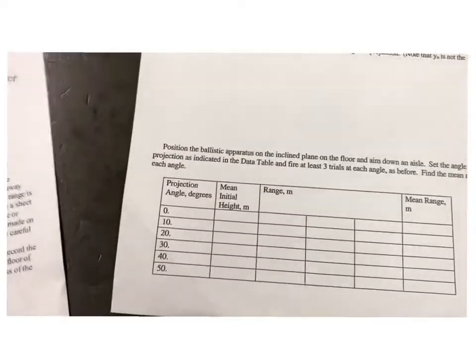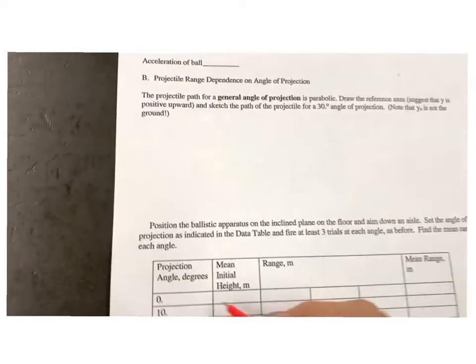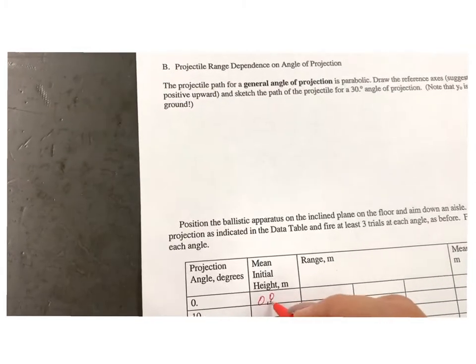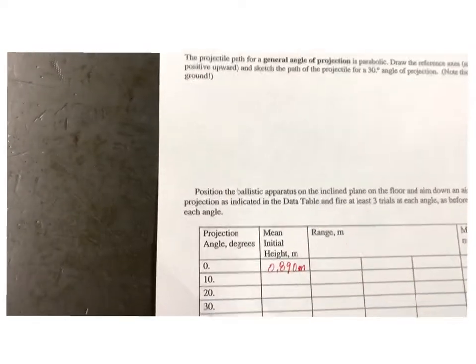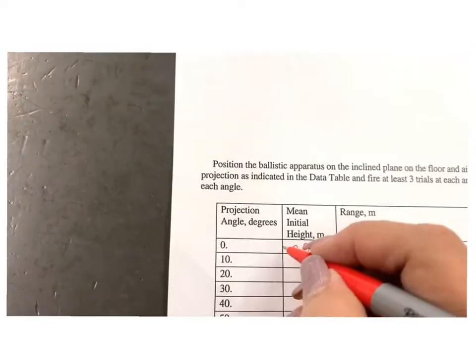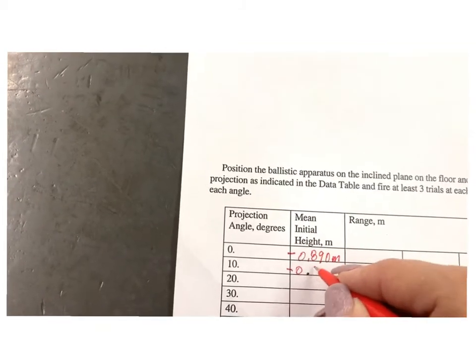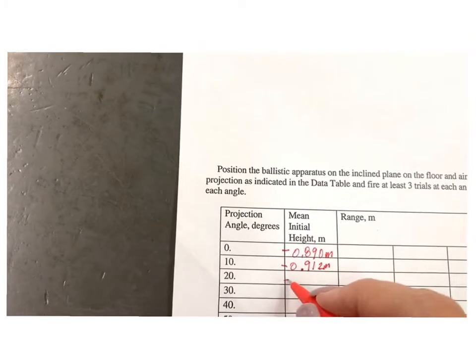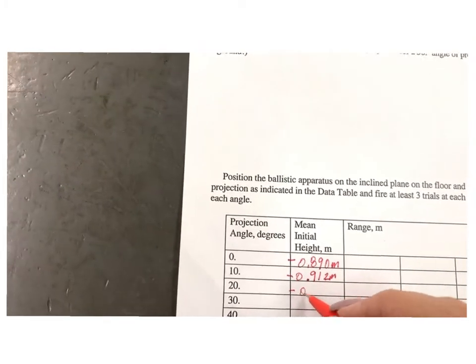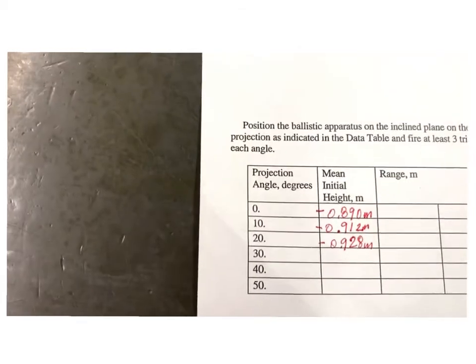The data that we captured for the first one was negative 0.89 meters. And this height again is going down, so this would be a negative. It would be negative 0.912 meters. And negative 0.928 meters.